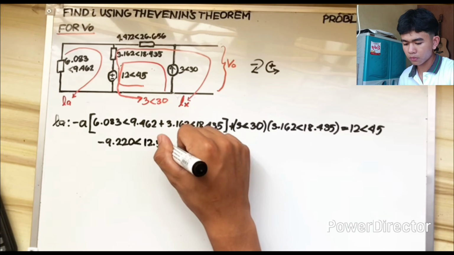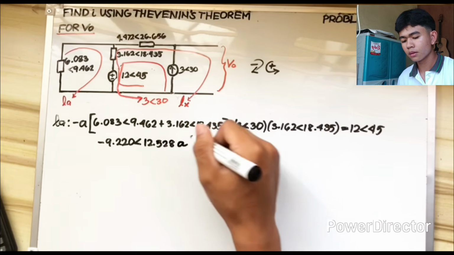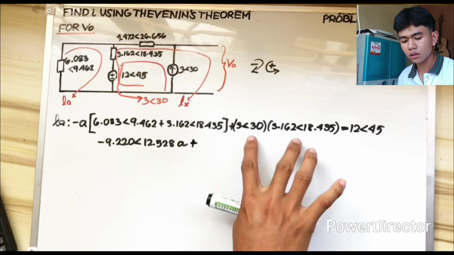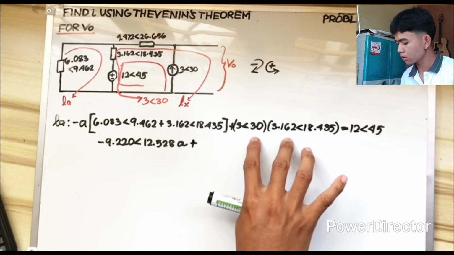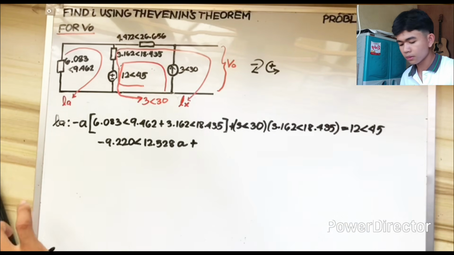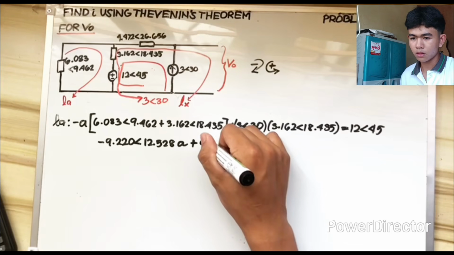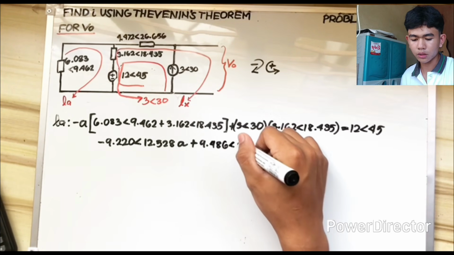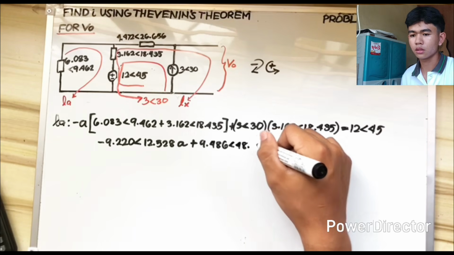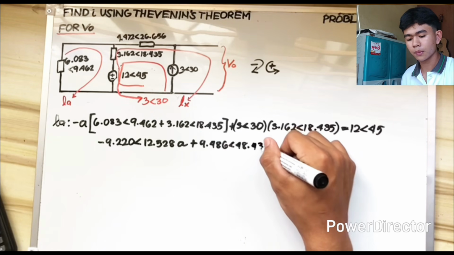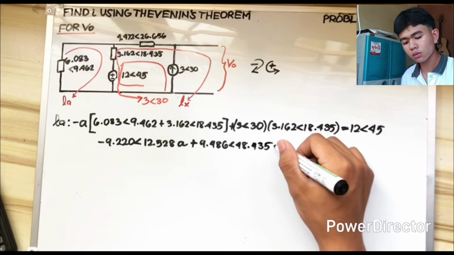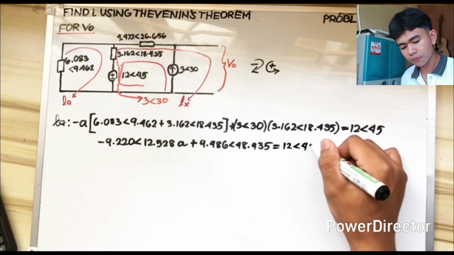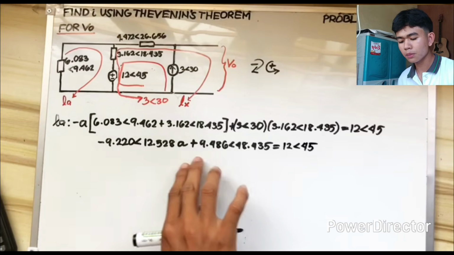12.528 A, plus we multiply this, and we will get 9.486 angle 48.435, which is equal to 12 angle 45. And now we can simply get the A.